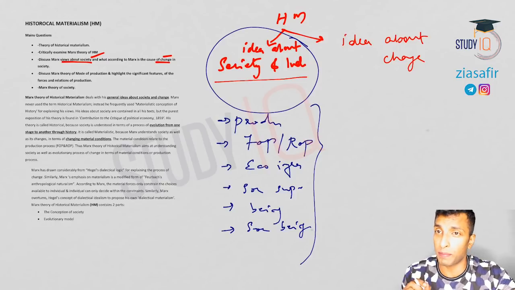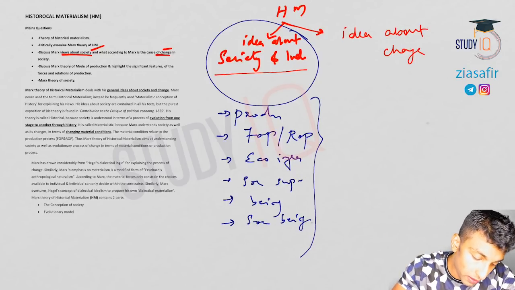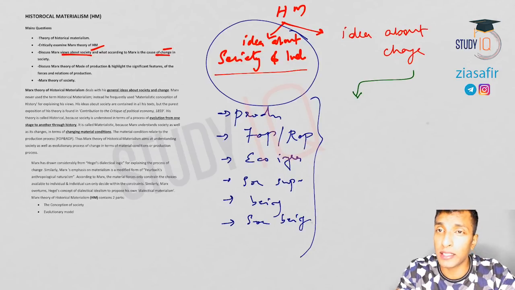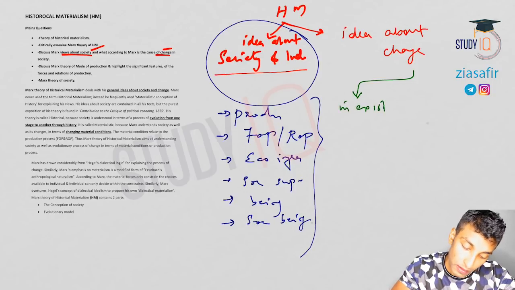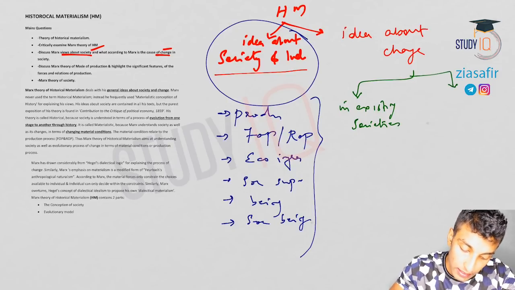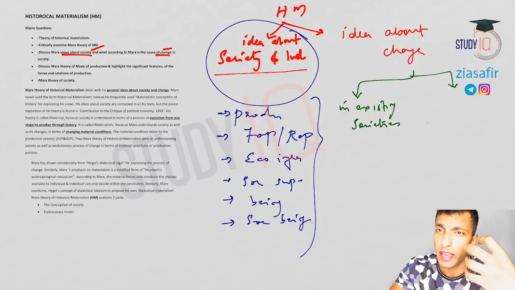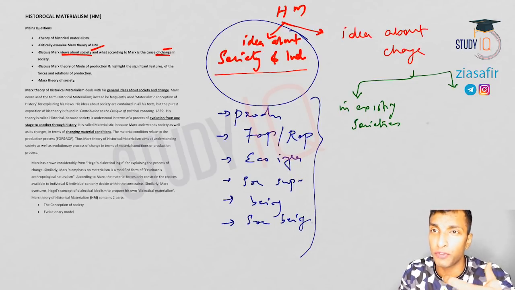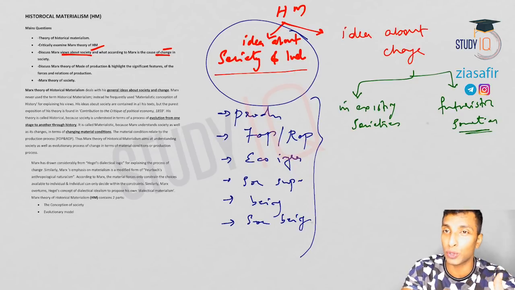Then when it comes to the second part, there he is talking about the idea of social change. Further, this will be divided into two parts. The first part is he is trying to understand the changes in existing societies, and changes in the futuristic society. He is not only understanding the changes in existing society, he also conceptualizes the futuristic society. This futuristic society, like socialism and communism, is where controversy or criticism comes in.